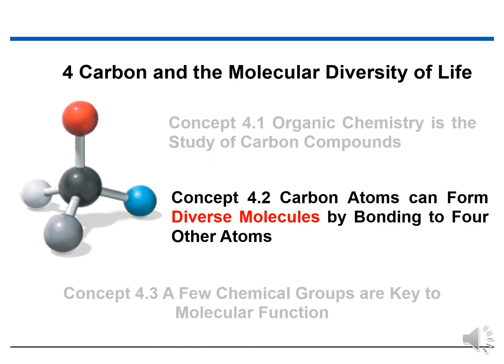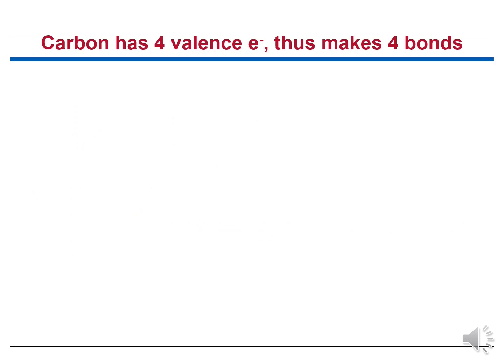Now, we have already given you a small introduction about carbon compounds. Now I want us to talk about this diversity of molecules using, as I said, this bonding to four other atoms. To start, I want to remind you that carbon has four valence electrons and that, as I just said a few times, it makes four bonds.